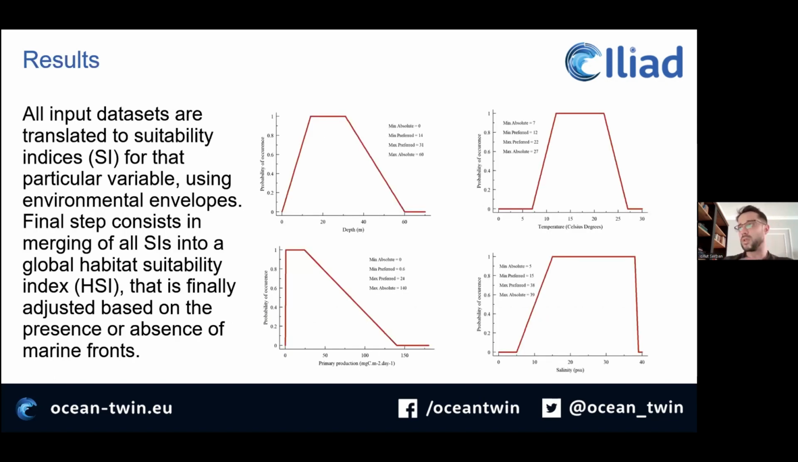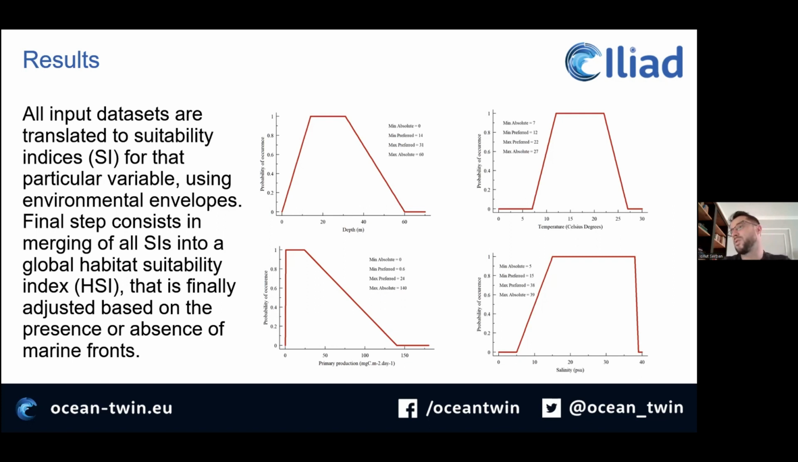So all the input data sets are translated to suitability indices for each particular variable based on absolute and preferred conditions. You have here on the right side a few examples for depth, temperature, and salinity. And for each parameter, we selected the most optimal condition, which has value 1, and the least optimal condition. So each SI index has a value from 0 to 1, 1 meaning perfect, 0 meaning not okay.